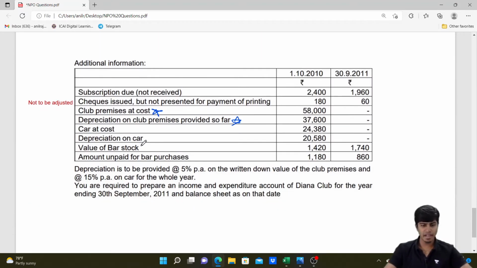Then car account and value of bar stock, amount paid for bar purchase. So basically we'll open two accounts. One is the bar stock account. The other one is the creditors for bar purchases account.